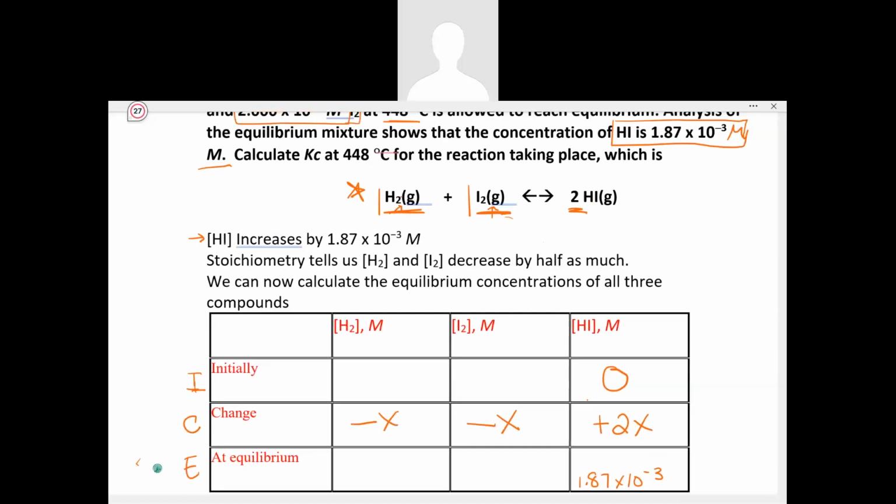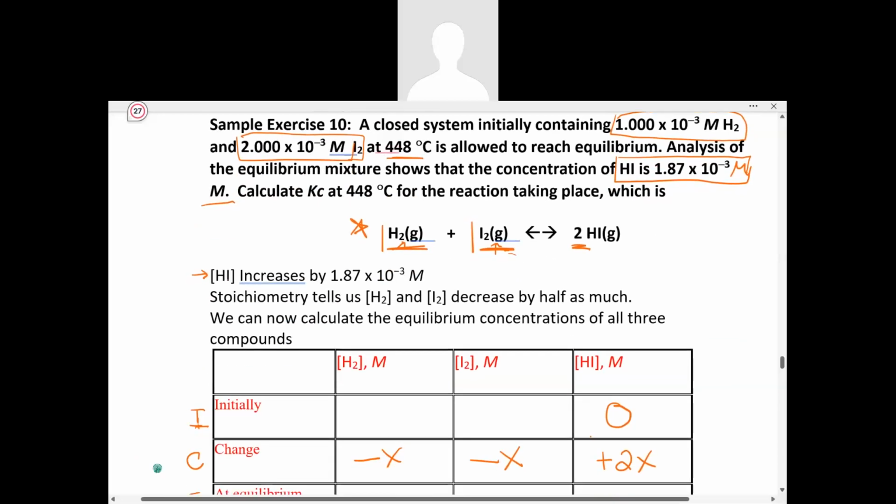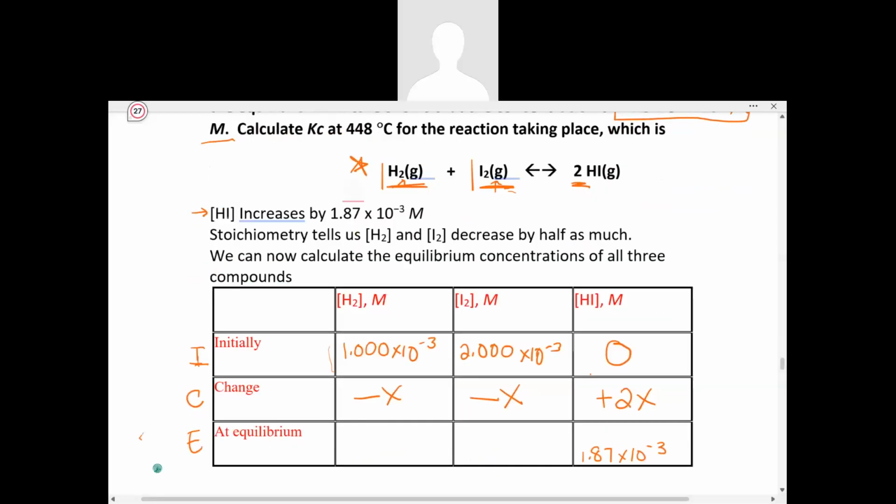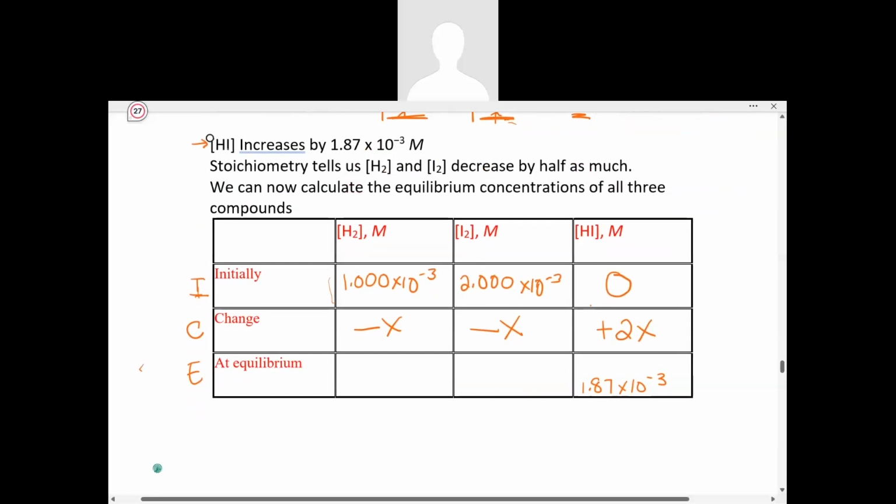We also can plug in our initial concentrations up top, which were given above. So we have 1.000 × 10^-3 here, and 2.000 × 10^-3 here. All right, so we're given our initial values, our change, and then we can add these together and see that we end up with 1.000 × 10^-3 minus x here, and like so, 2.000 × 10^-3 minus x over here.